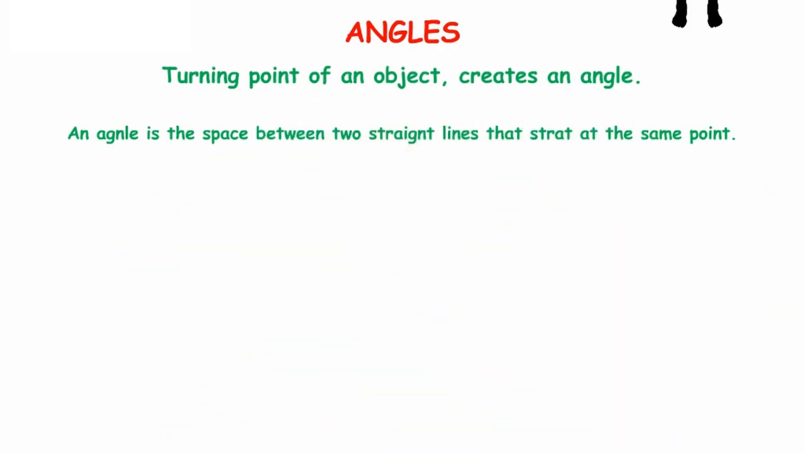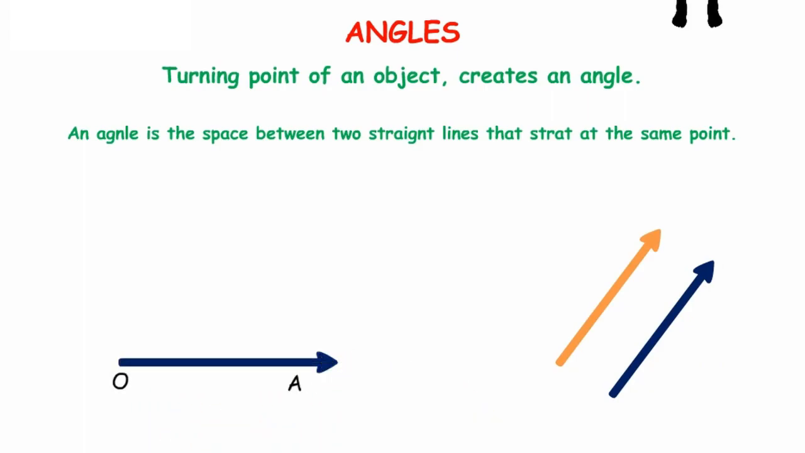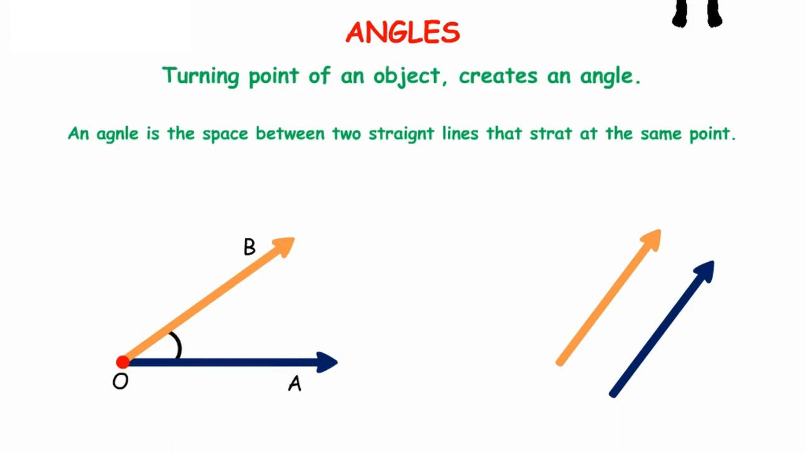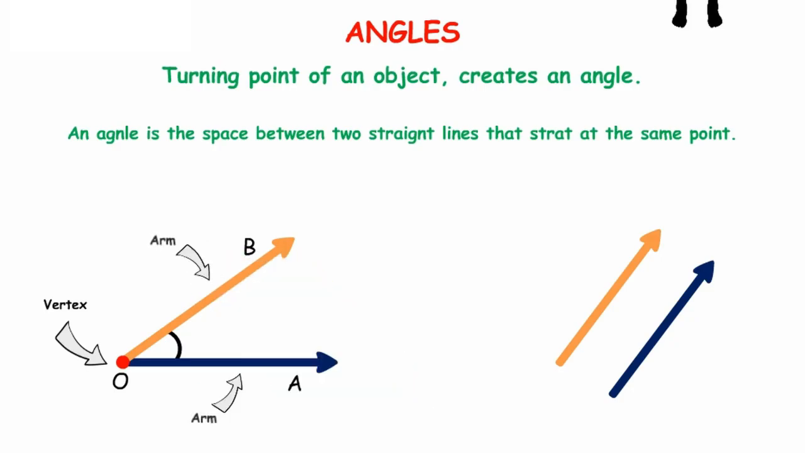Generally, an angle can be drawn by two rays. Let's say, ray OA and ray OB. By sharing their common point, an angle is formed. Common point O, which makes an angle, is called the vertex. These two rays, ray OA and ray OB, are called arms.